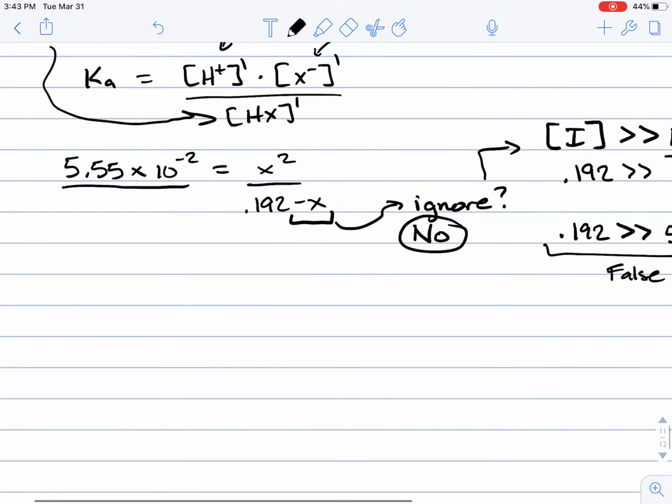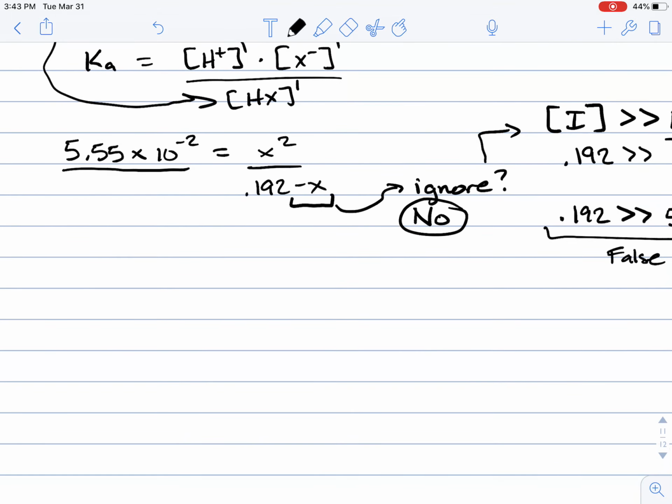And so for us to lead up to that point, we need to move everything to one side such that one side of the equal sign is going to be a 0, and the other side is going to have all of the other expressions. And so let's go ahead and multiply this term to the opposite side first. So 5.55 times 10 to the negative 2 times this by 0.192 minus x equals x squared.